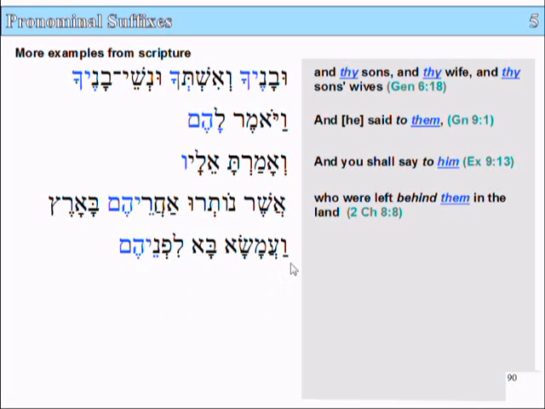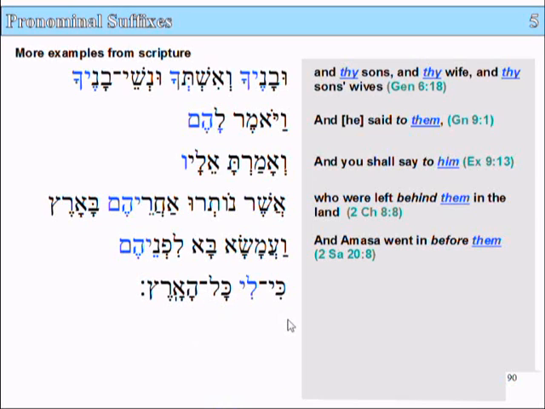Next example. Va'amasa, that's someone's name. Amasa ba lefneihim. And Amasa came before them. They've translated came as went. It comes from the word bo, which means to come or to go. Va'amasa went in before them. Va'amasa ba lefneihim. Okay, the next example.